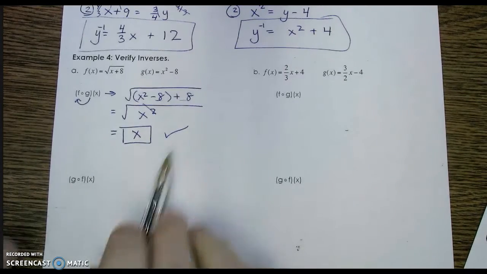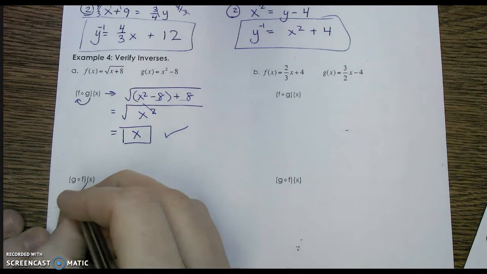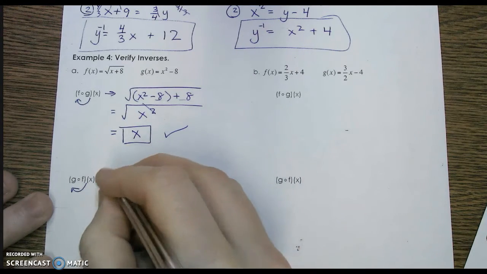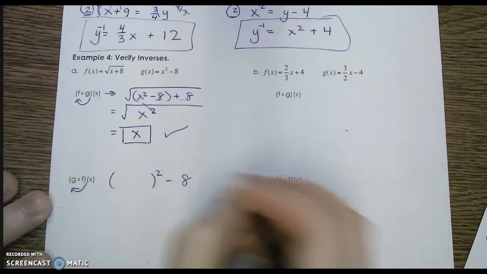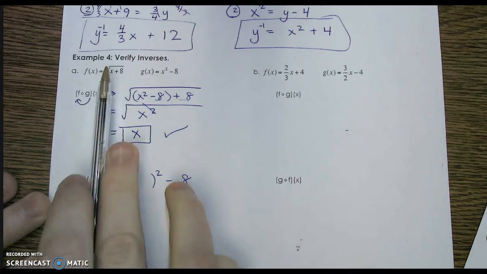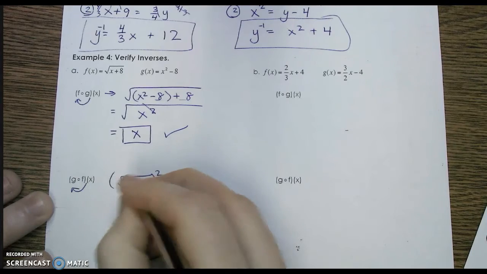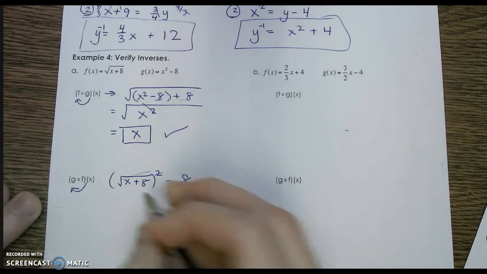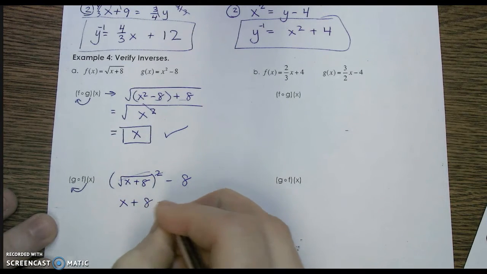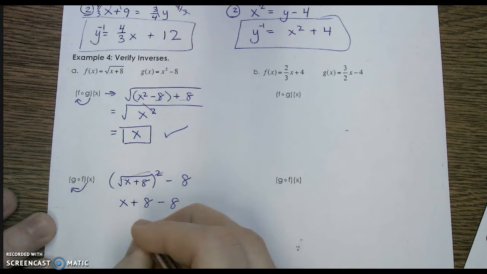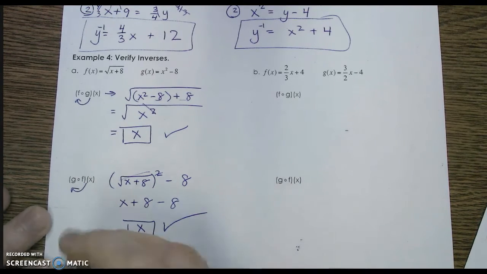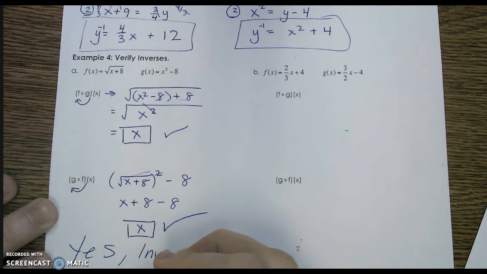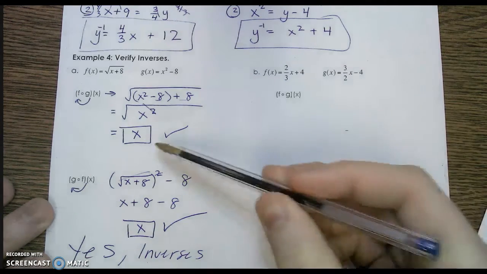But we also have to show the opposite. We now have to plug f into g. We have to show both. So now I'm going to write down the g function, leaving the input variable alone, or empty, and then plug f inside of it. In this case, the square and the radical cancel first. Then the 8's will cancel and make 0. And so, yes, they are inverses, because we got x in both cases.